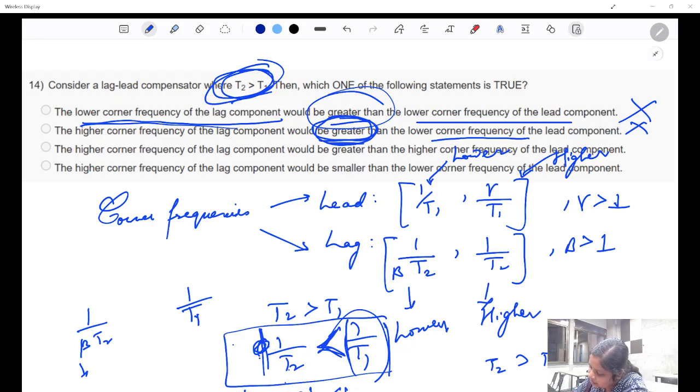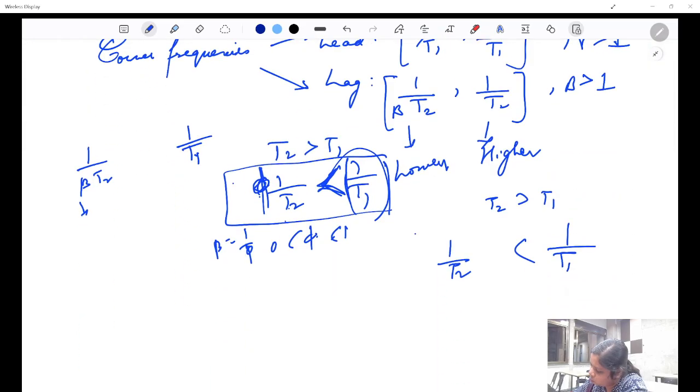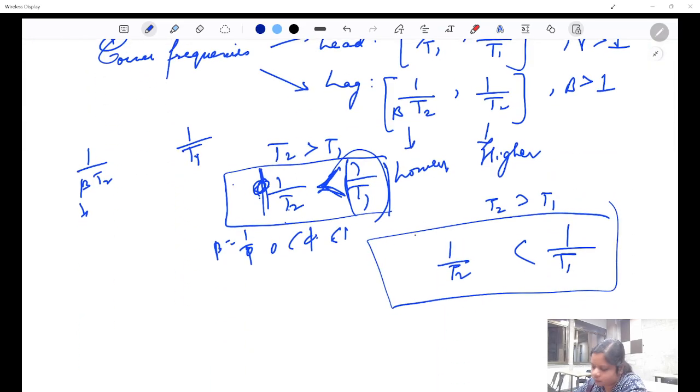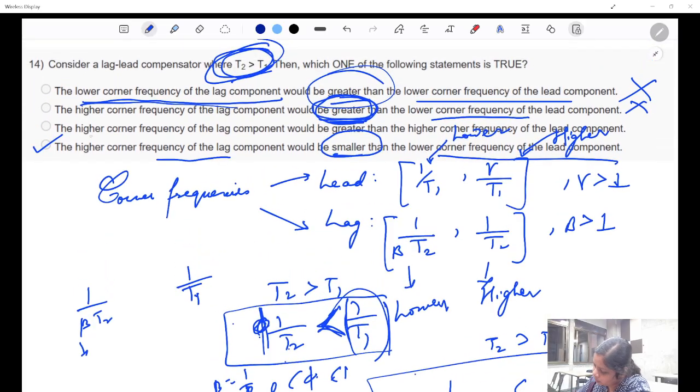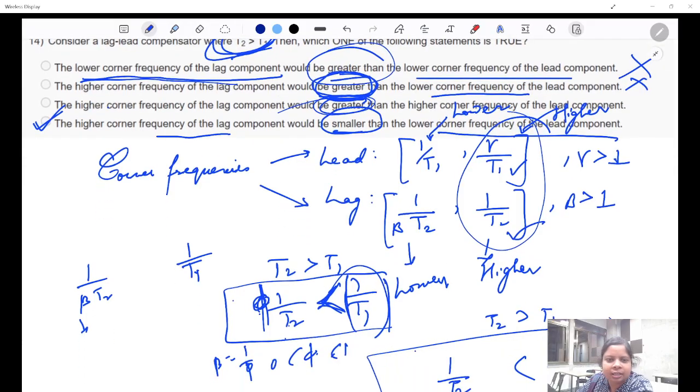Since we know that this is incorrect, the fourth option looks very similar except it is smaller over here. So this is definitely the correct answer because this is holding true. Similarly, you can check the third option, the higher corner frequency of the lag component and the higher corner frequency of the lead component, which is this one. You have to compare both of these and you'll find it to be smaller. So this is also a wrong option. So the correct option is D. I hope this is clear. If there is any confusion, then please tell me.